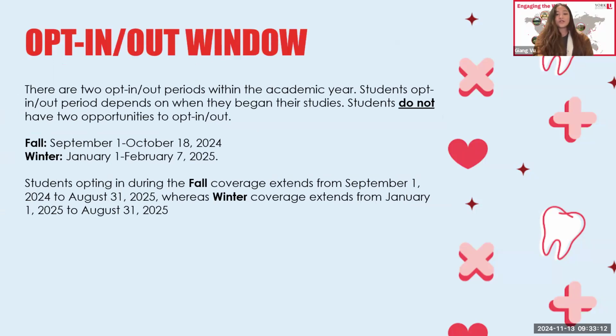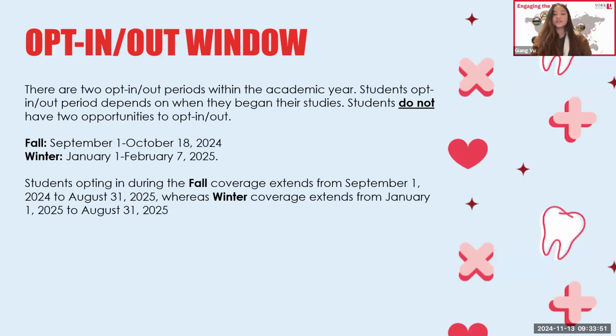There are 2 periods in which students can opt in and opt out within the academic year. It depends on when you begin your studies for a year. For example, for students that start their studies in the fall term, the opt-in and opt-out window is between September 1st and October 18th. And for students that start their studies in the winter term, the window is between January 1st and February 7th. So to make it clear, you do not have 2 opportunities to opt in and opt out. You each have 1 opportunity, depending on when you start your studies, whether it is the fall or winter term.